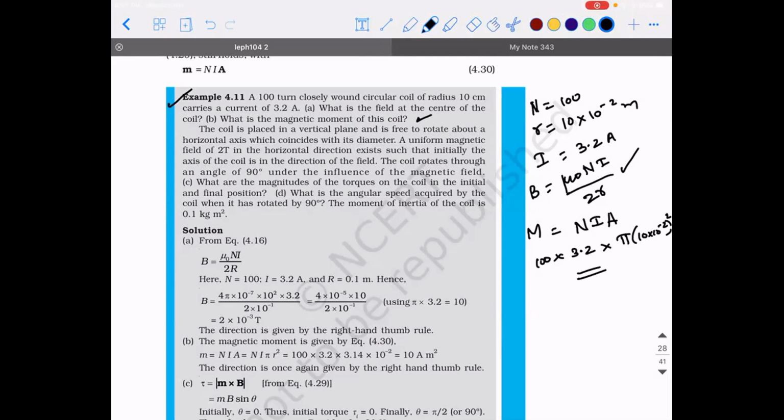Next. The coil is placed in a vertical plane and is free to rotate about a horizontal axis, which coincides with its diameter. There is a uniform magnetic field of 2 Tesla in the horizontal direction, such that initially the axis of the coil is in the direction of the field. The coil rotates through an angle of 90 degrees under the influence of the magnetic field. What are the magnitudes of the torque on the coil in the initial and final position? Guys, are you able to visualize what they're saying?